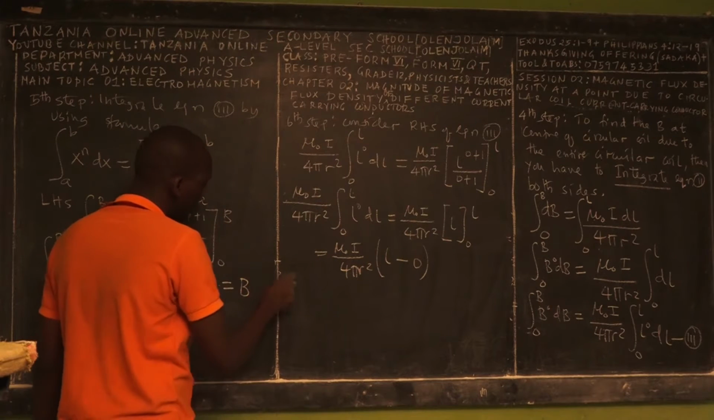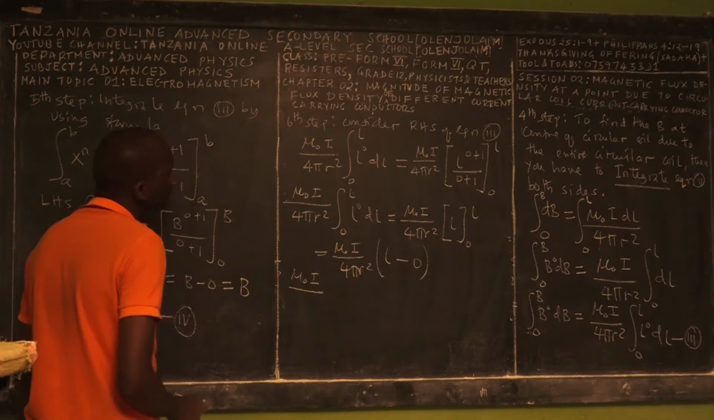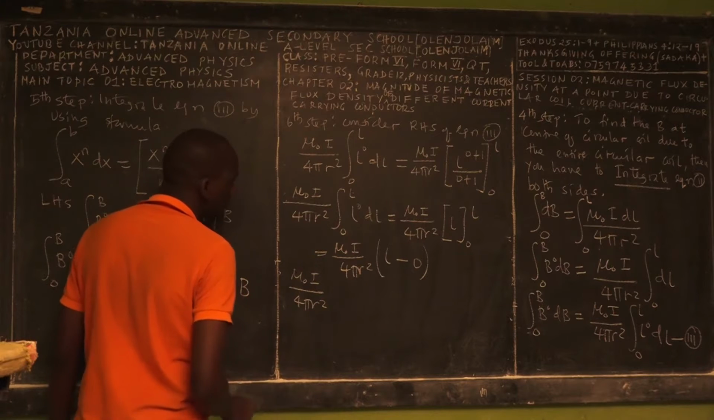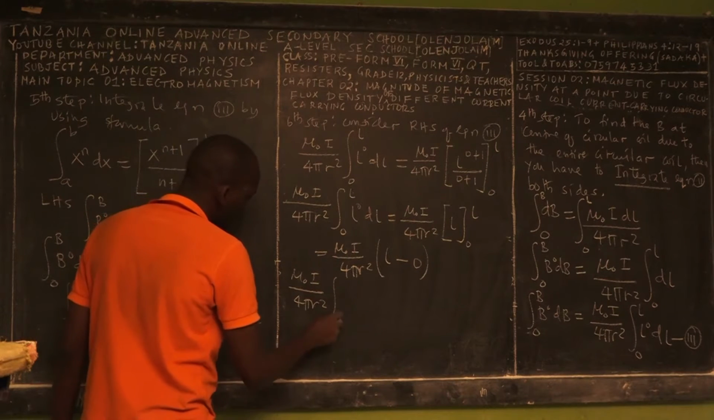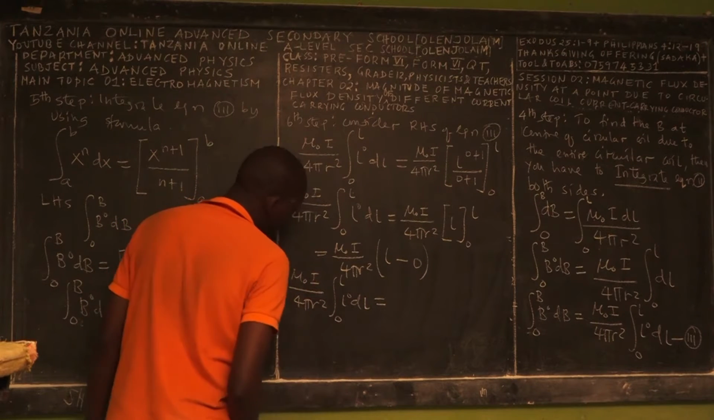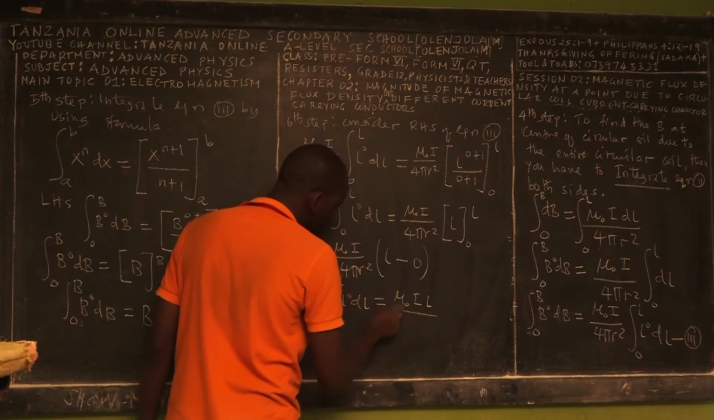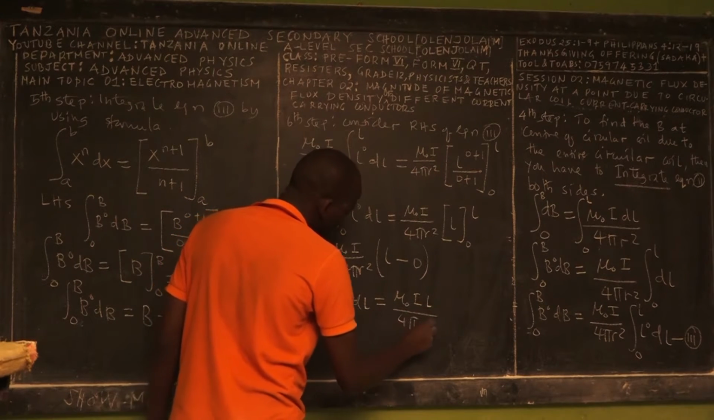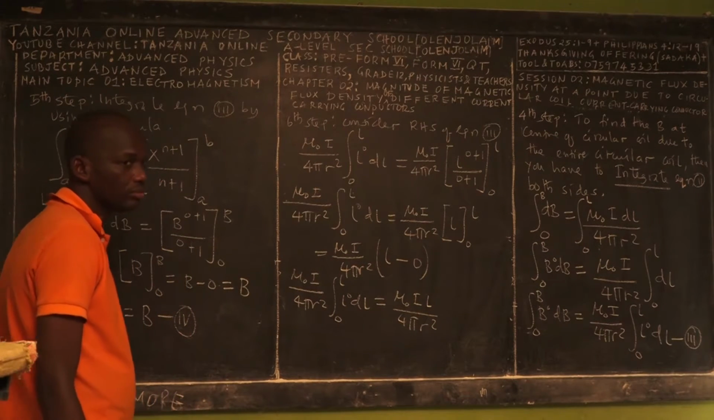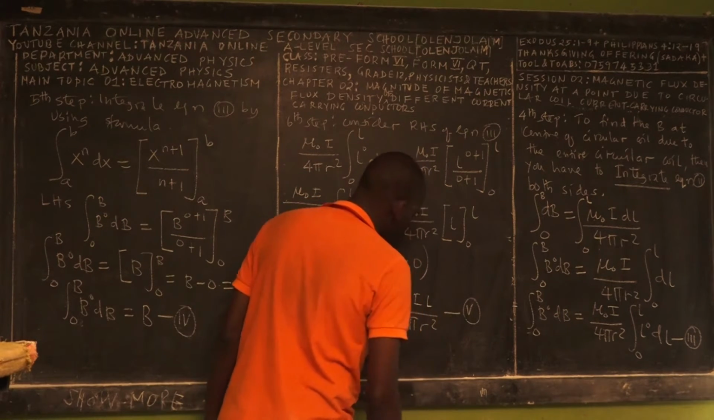So on the right hand side, we have an integration from 0 to L. Mu naught over 4 pi r squared, then we have to integrate L power 0 dr. And our finding is mu naught I L over 4 pi r squared. So this will make equation 5.